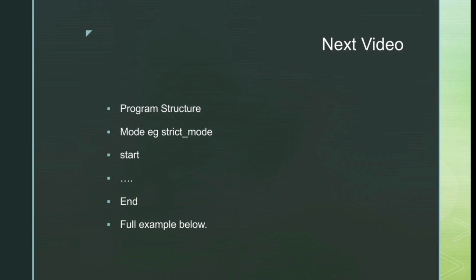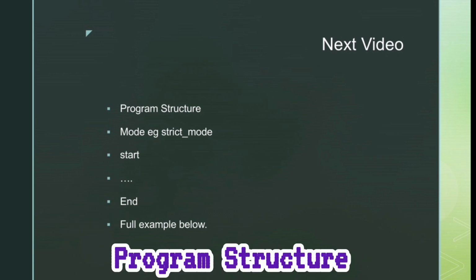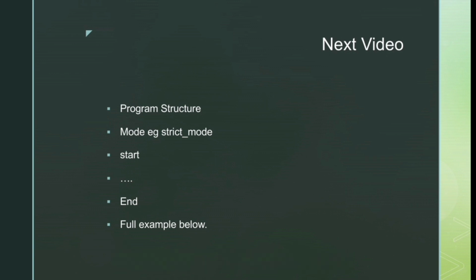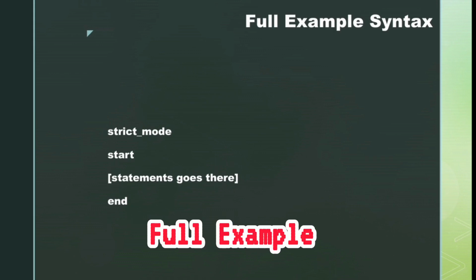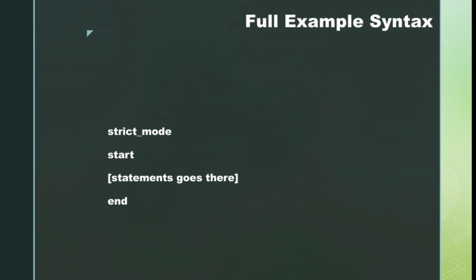So the next video is going to be about the program structure and how the program will go. Let's see now the example of the code. The next video's full example is like this. We are going to have the strict mode as our mode. The start statements will go there, and the end. That is the program structure which we are going to talk about: the semantics of it, how to write it, and the rules that it follows, to be done in the next video.